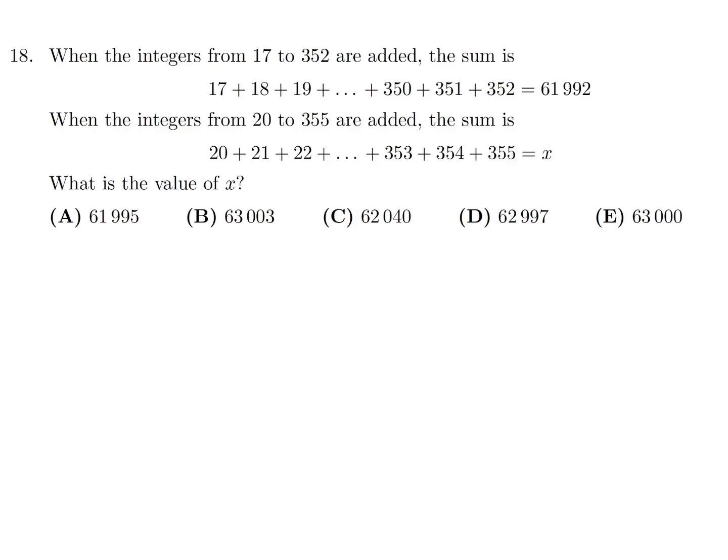When the integers 17 to 352 are added, the sum is 61992. When the integers 20 to 355 are added, the sum is x. What is the value of x? All right, well, let's see here. Let's go with this guy here. We've got 61992.